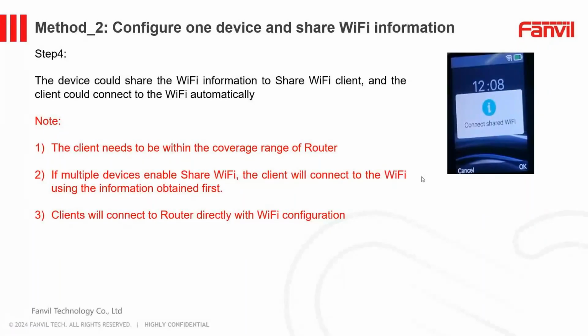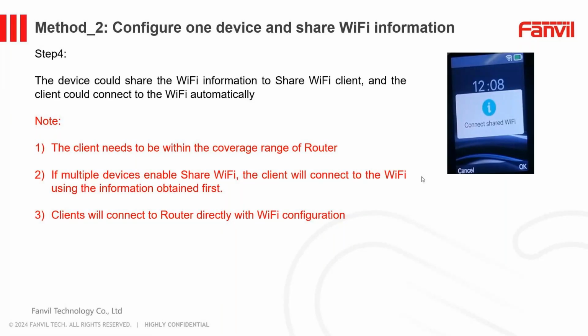So once it is connected, the phones that are the client devices will show this prompt that it is connected to the shared Wi-Fi. So we have three things to note here. The client needs to be within the coverage range of the router, so the phone can connect to the shared information from the host phone.